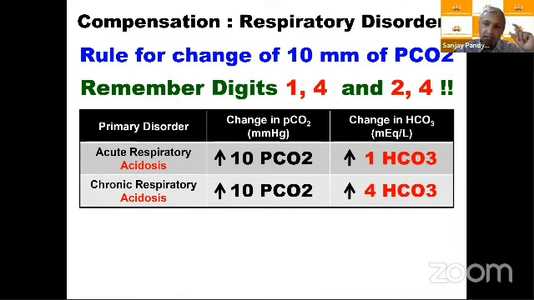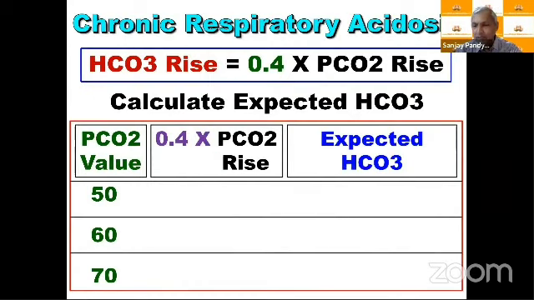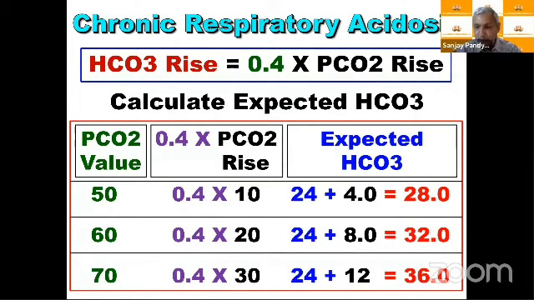the rise in bicarbonate will be only 1 milliequivalent per liter for every 10 mm of Hg increase in PCO2. But when it amounts to chronic respiratory acidosis, the kidney does the job properly, and for every 10 mm of Hg increase in PCO2, bicarbonate will increase by 4. And therefore, with the same figure, if you calculate, the expected value of bicarbonate will be different. If it is 50, then how much will be the rise in bicarbonate? The answer is that the rise in bicarbonate will be 4, and the value of bicarbonate will be 28.